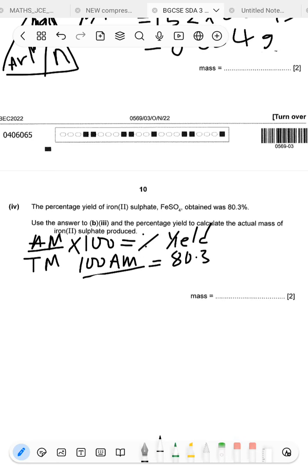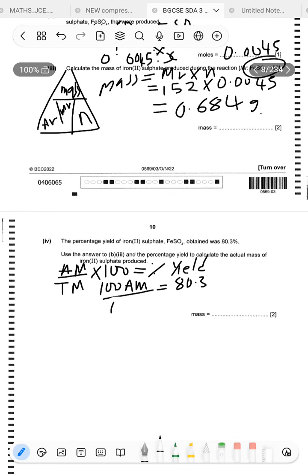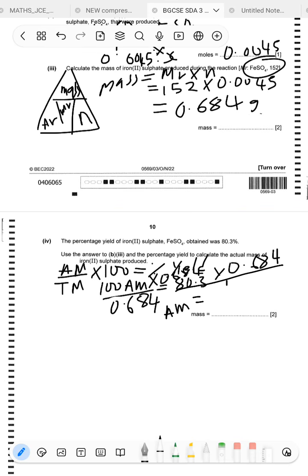Yeah, but remember, the way we teach this is so that even the slowest learner can appreciate how everything is found. But if you know a trick or two, use that, it's fine. All right, so theoretical mass is what we found there, 0.684. Okay, so you just multiply both sides by 0.684, and then you divide by this 100 here to get your final answer. So therefore actual mass is equal to all this divided by 100.